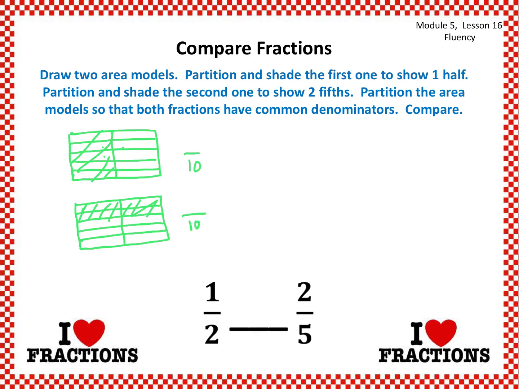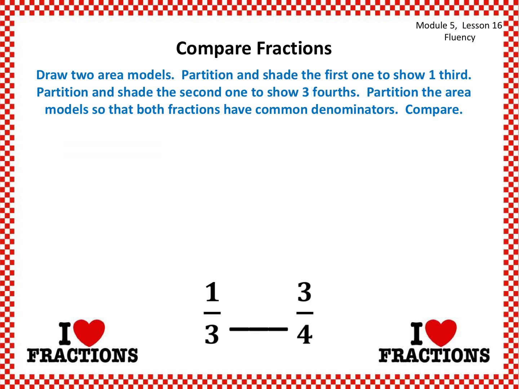So how many tenths do we have in our first model? 1, 2, 3, 4, 5. And how many tenths in our second model? 1, 2, 3, 4. So now we can go ahead and compare 1/2, which is the same as 5/10, to 2/5 or 4/10, and we can see that 1/2 is larger. So that is how that's going to work. We're going to alternate those.